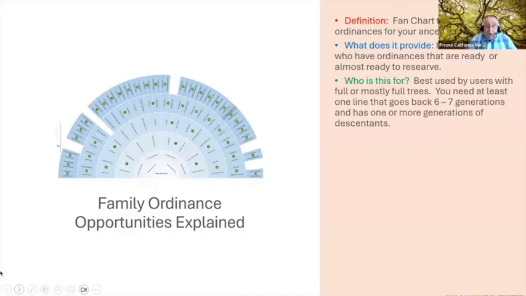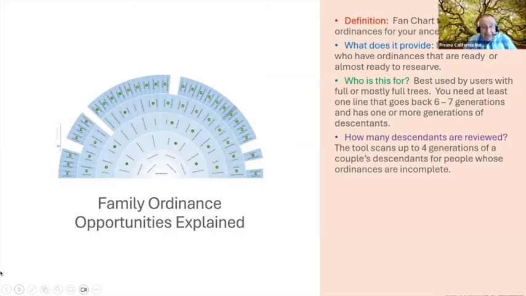And who's this for? Well, there's one catch to it, one caveat, that you really need a tree that's full, or at least a partially full tree. Part of your tree needs to be able to go back 6, 7 generations and have at least 1 or more generations of descendants. If you don't have a tree, it's not going to work. If you have a tree, the more tree you have, the easier it works.